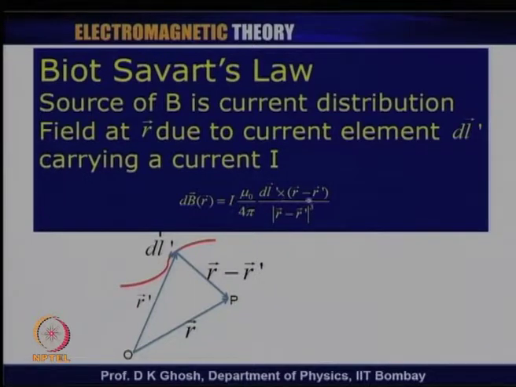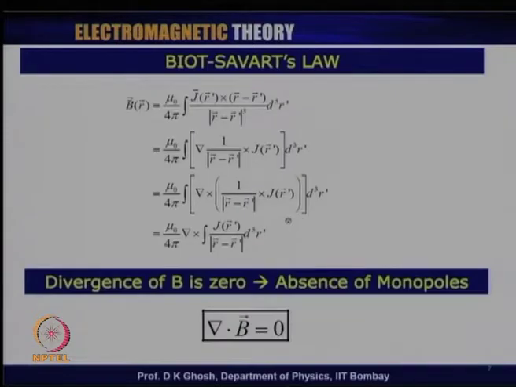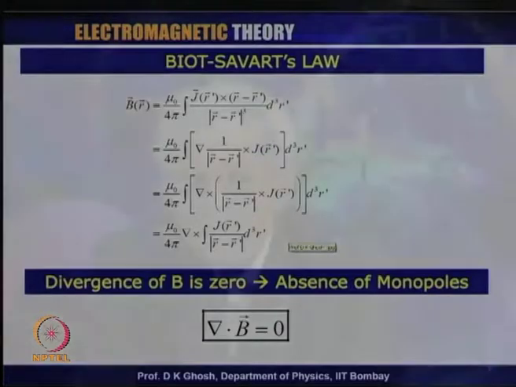So, let us look at what we are looking for. This is my I dl cross r minus r prime by r minus r prime cube structure. Now, remember, supposing I wanted instead to write it in the form of a current density. I had I times dl, where I is a current and dl is a length. I could write this I as j dot ds, where j is the current density. So, ds is the area element which goes with the current density to define my current, and the length dl taken together gives me a volume.